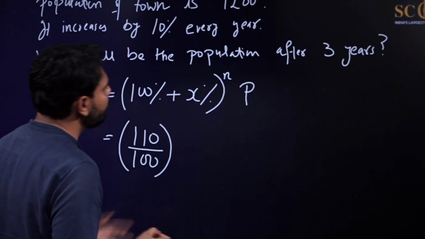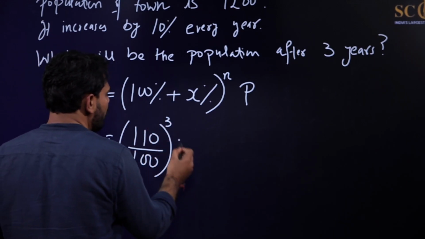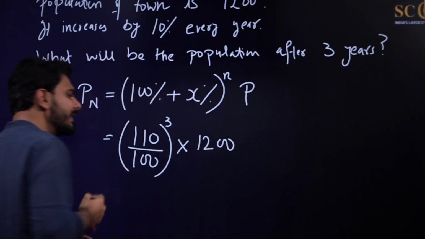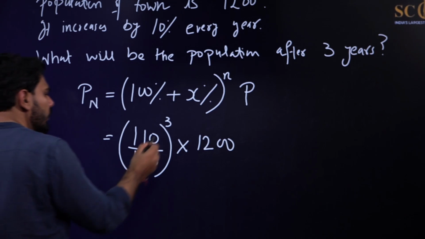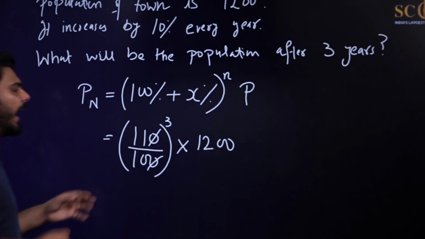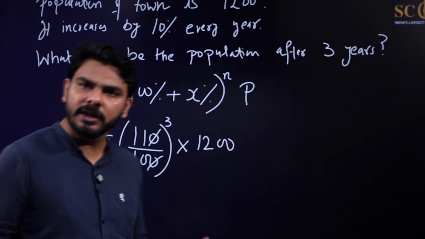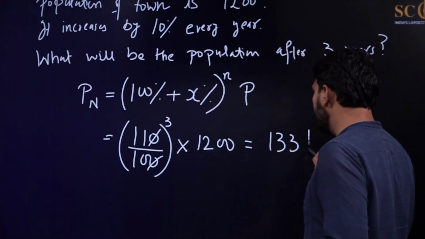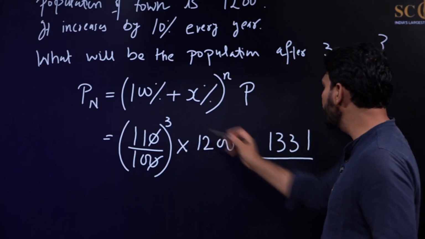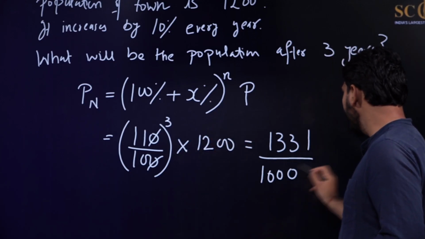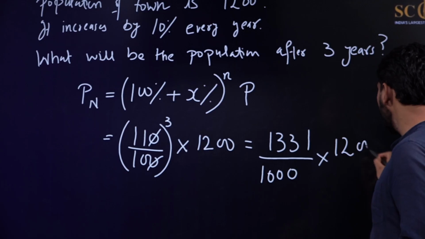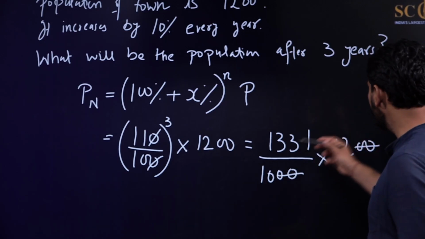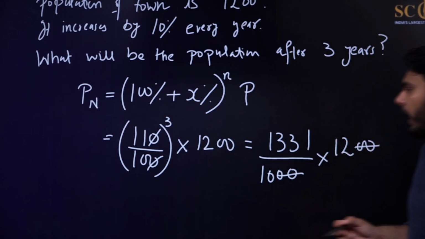So after how many years do you have to find? After 3 years. And what is the current population? The current population is 1200. So you will just solve it, and you will get your answer. Now you know that this 0 will be cancelled with this 0. And 11 cube is how much? 11 cube is 1331. So 1331 divided by 10 cube, which is 1000, multiplied by 1200. Now you can cancel these two zeros with these two zeros and just multiply 1331 with 12.